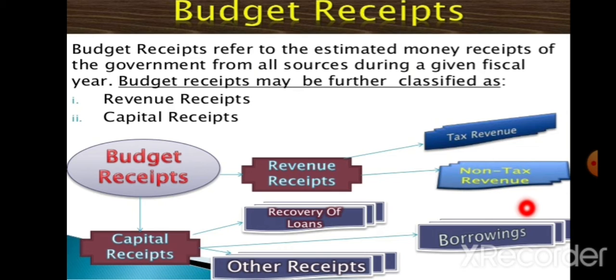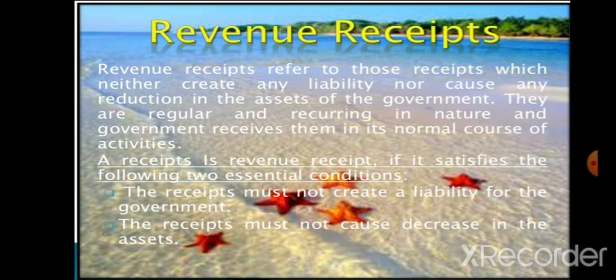Listen, budget receipts refers to the estimated money receipts of the government from all sources during the fiscal year. Budget receipts are classified into two parts: revenue receipts and capital receipts. Revenue receipts are those money receipts of the government which satisfy the following two characteristics. First one is, these receipts do not create any liability for the government.